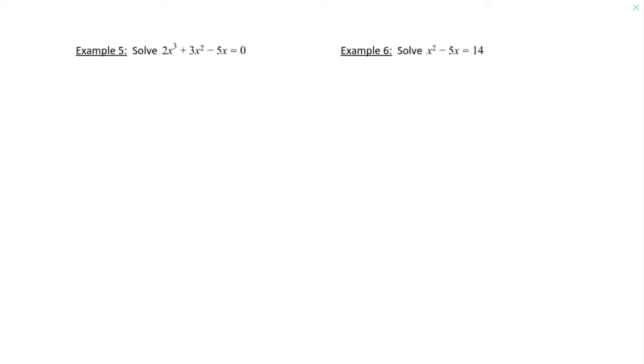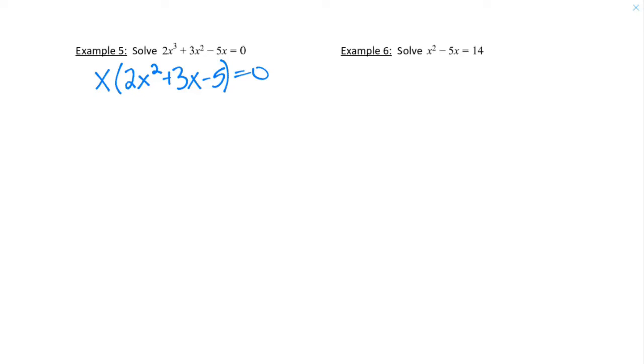This one looks a little different initially because we actually have an exponent of 3 here. Now, typically we're not going to be able to solve those. However, you will notice that all of our terms have an x in common. So we can actually factor out an x from each of those terms, which will leave us with 2x squared plus 3x minus 5. Once we factor out that x, notice that we are left with an exponent of 2. So we are actually able to factor this like we would any other quadratic equation.